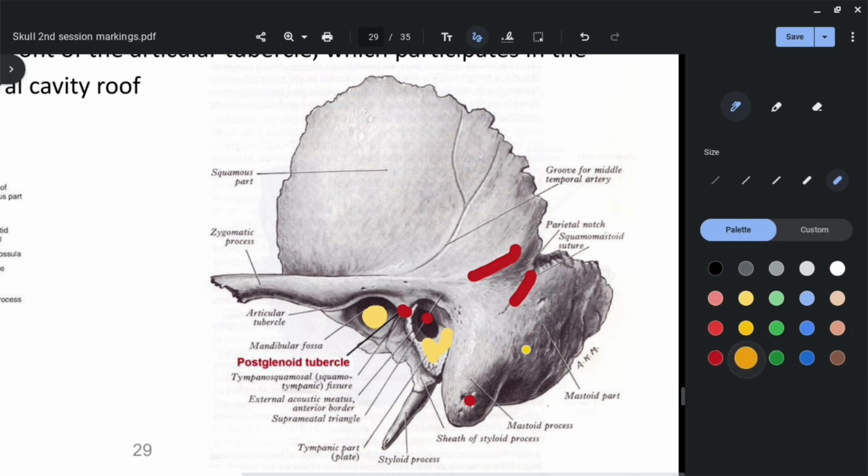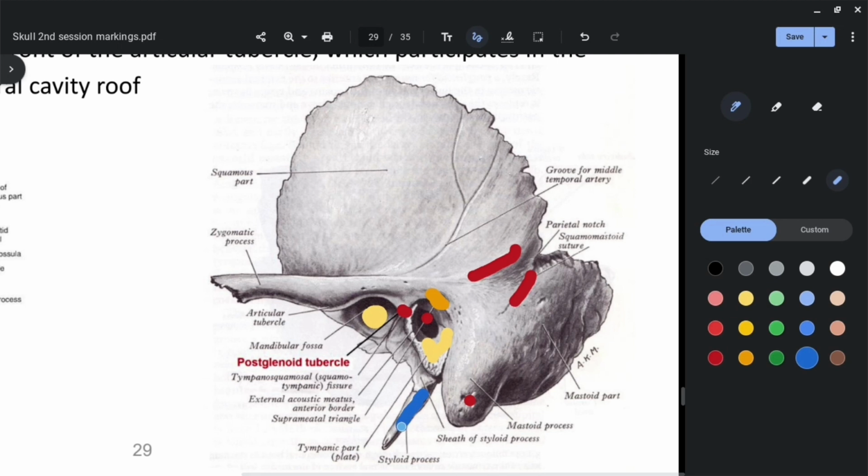Now we have this tympanic part, and then the external acoustic meatus above. This is the external acoustic meatus. So above the external acoustic meatus there is the suprameatal, like it is above the meatus. So we have a triangle here. This is the suprameatal triangle. Now we have another landmark, which is the styloid process. I will talk in detail about it when I will be talking about the inferior surface of this bone.